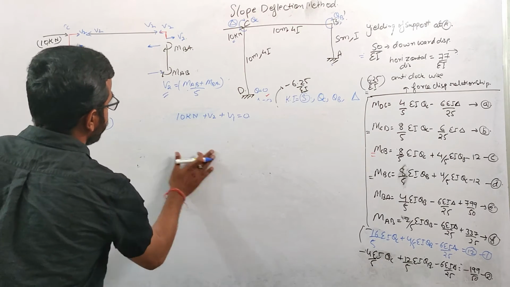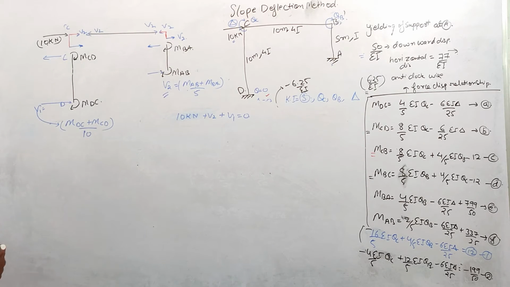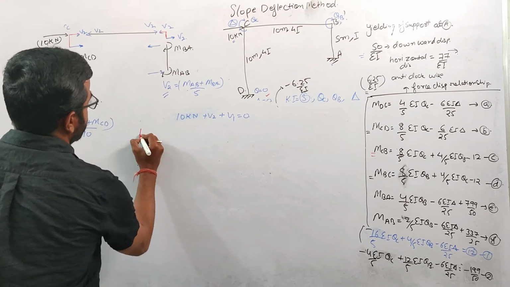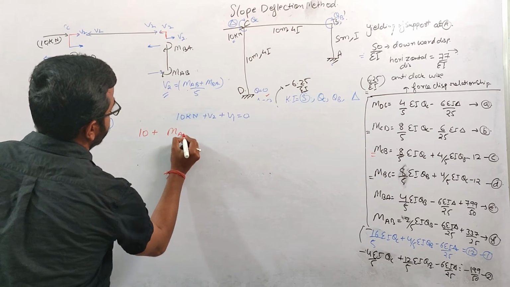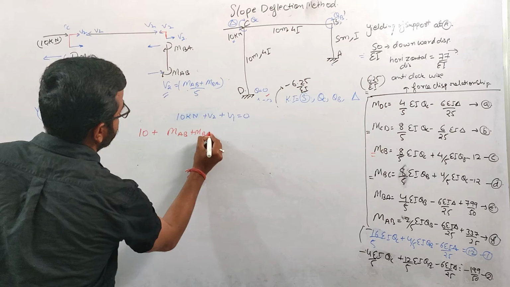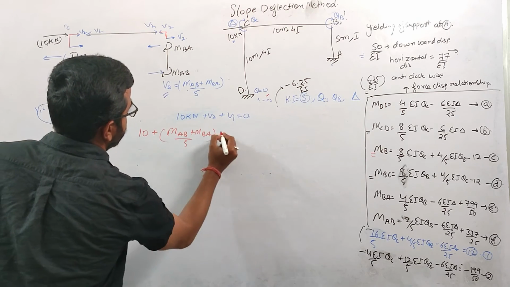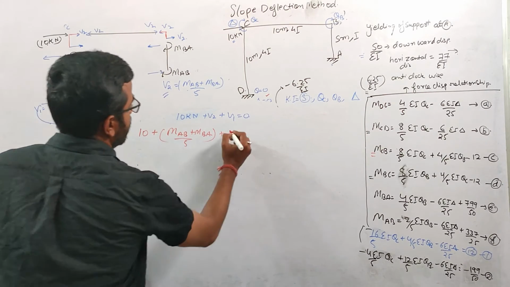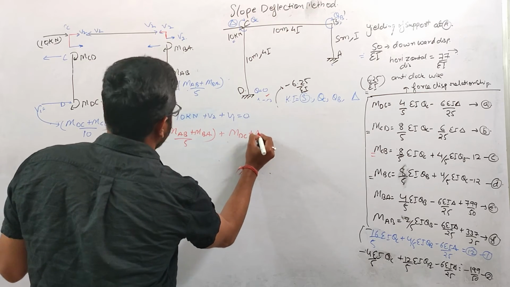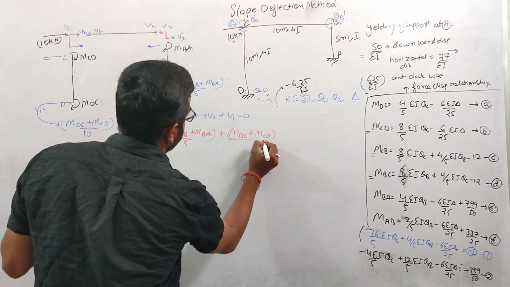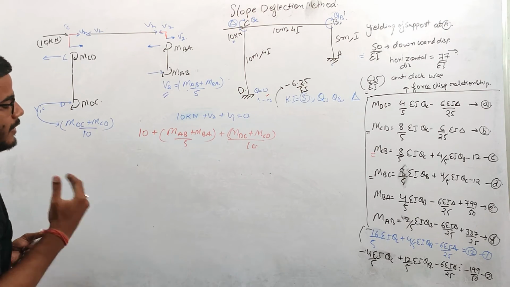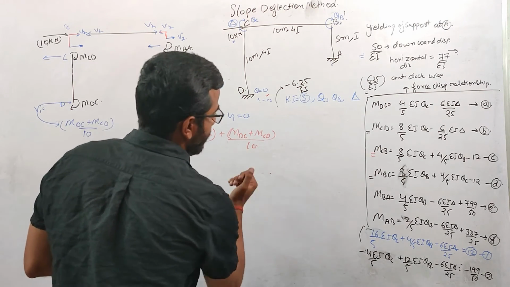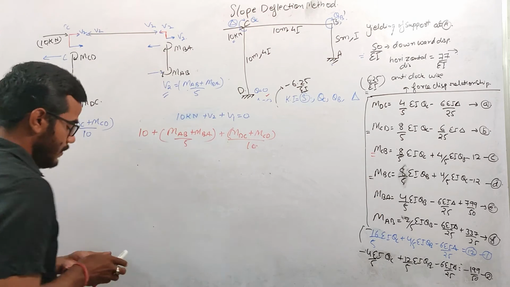Okay. So when this is done, we'll put the values in this equation: 10 plus, what is the value of V2? V2 is nothing but MAB plus MBA over 5, right? And what is the value of V1? V1 is MDC plus MCD over 10. Okay. So we need to put the values of these member end moments from here. So let us do that.